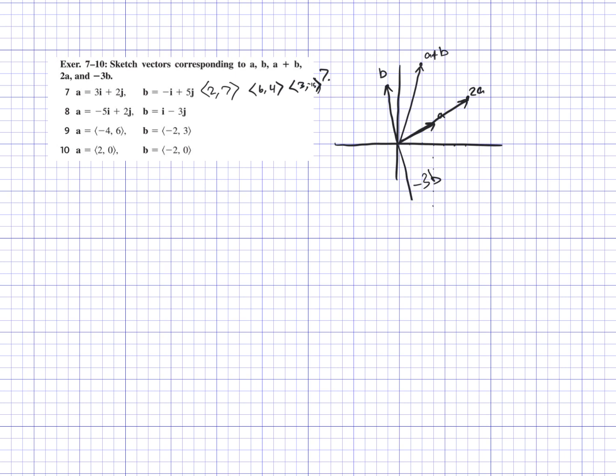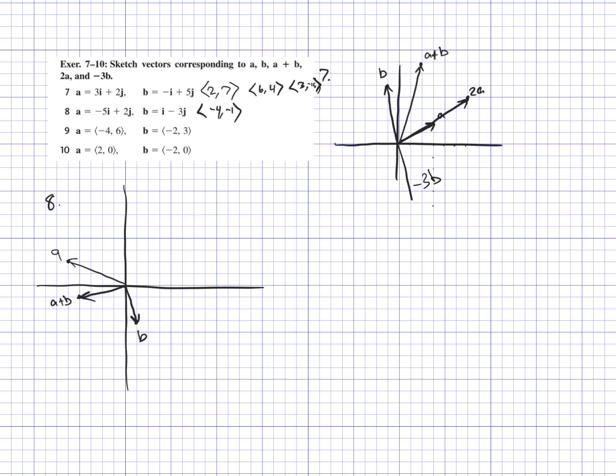All right, now let's go to number 8 and do the exact same thing again. All right, A is at negative 5, 2. Okay, there's A. B is at 1, negative 3. And A plus B is negative 5 plus 1 is negative 4. 2 plus negative 3 is negative 1. All right, so negative 4, negative 1. So this would be A plus B.